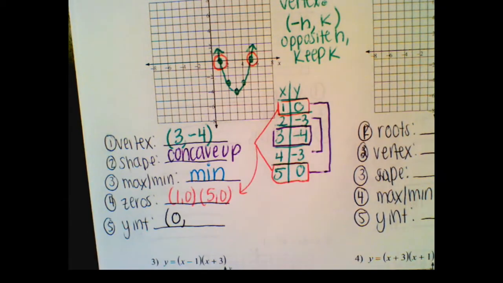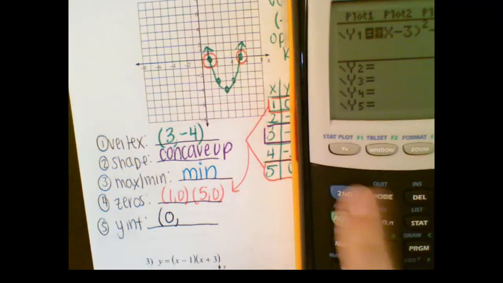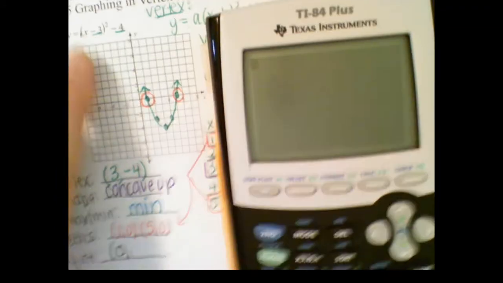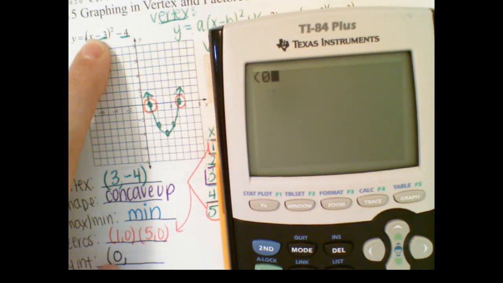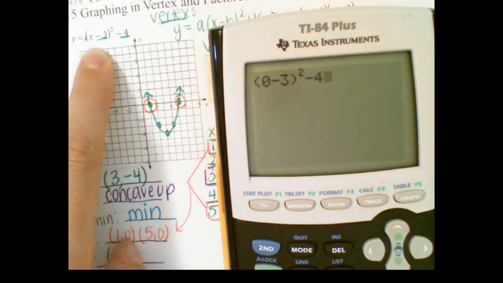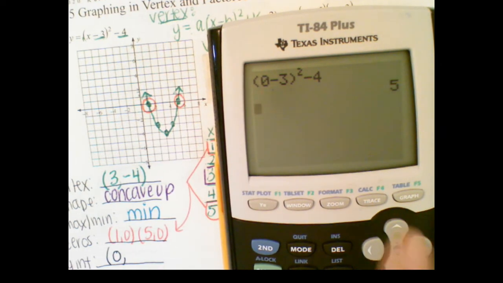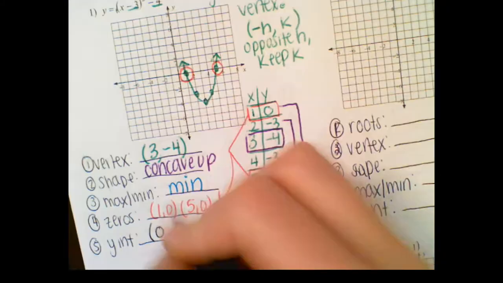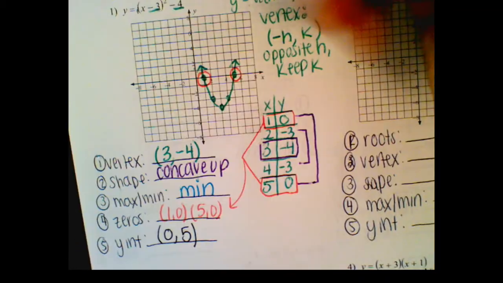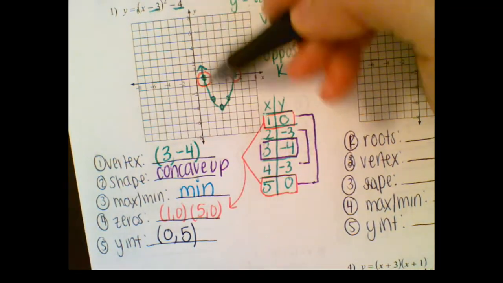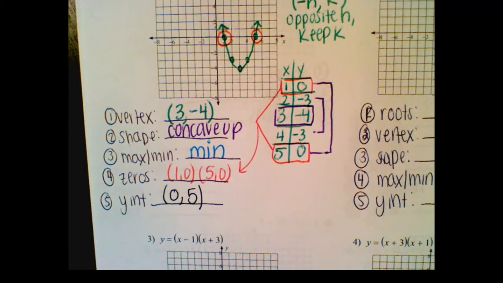So we could just go back and go into our calculator and either look at our table or just type in 0. So (0 minus 3) squared minus 4. So I just put in 0 for x because that's where the y-intercept is, and it'll tell me it's at 5. Which makes sense because this is going up and it's going to hit somewhere over here, right? So that kind of seems like it fits.